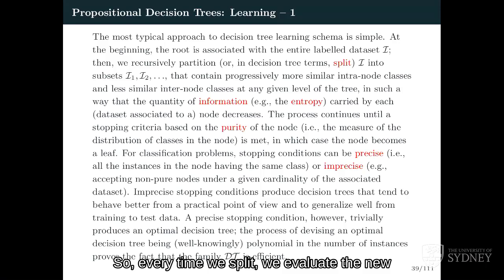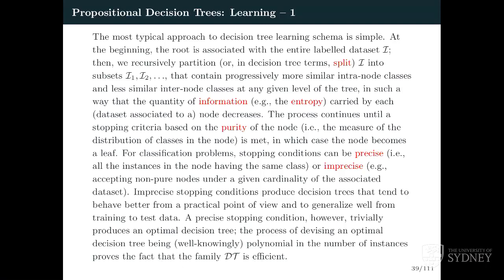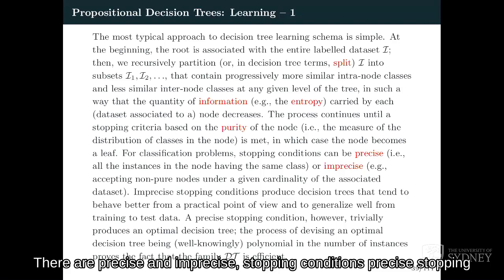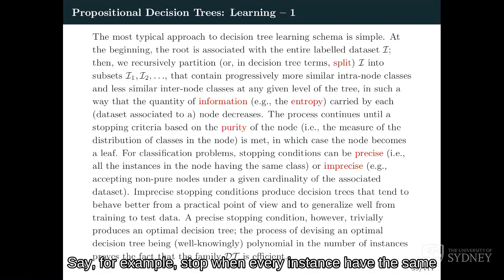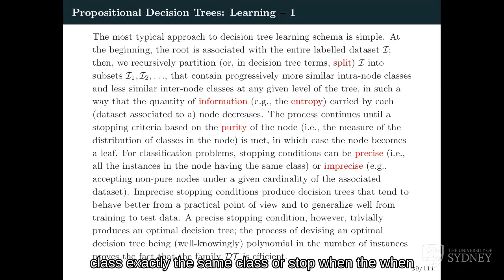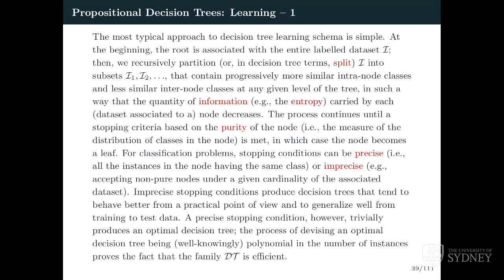So every time we split, we evaluate the new data set. We decide which split gives us the most information. We do the split, and then we are sitting on the child node with a smaller data set. Do we stop? Well, that depends. There are precise and imprecise stopping conditions. Precise stopping conditions say, for example, stop when every instance has exactly the same class, or stop when you have exactly one instance.